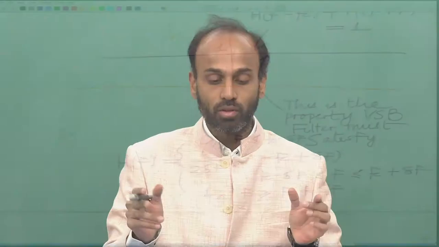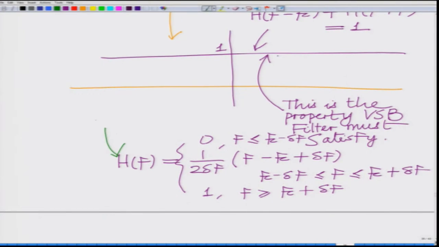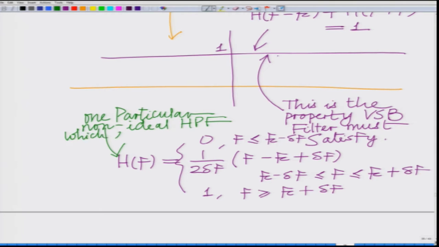So, this is one particular VSB filter, a non-ideal high pass filter, which satisfies the VSB property.